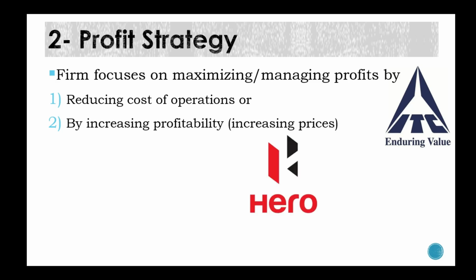Hero MotoCorp, a leading player in the two-wheeler market, has focused on profitability within its existing product range instead of aggressively expanding into other vehicle types. It has maintained a profit strategy by controlling costs, managing economies of scale, and improving after-sales services. By concentrating on its core strength in the commuter bike segment, Hero MotoCorp maximizes profits from its established market base.